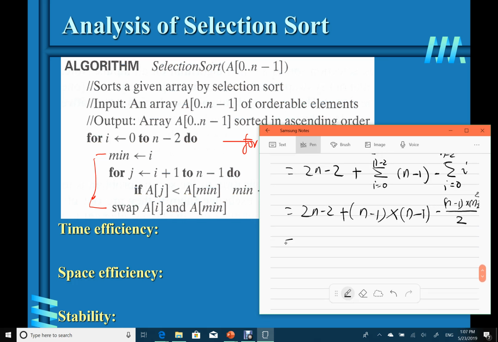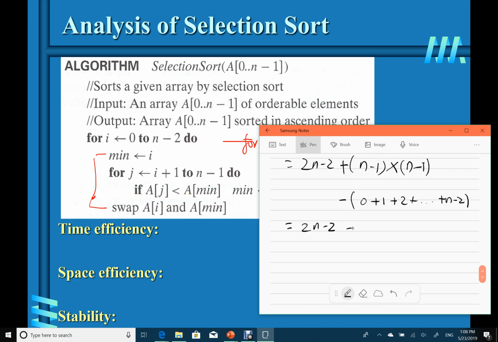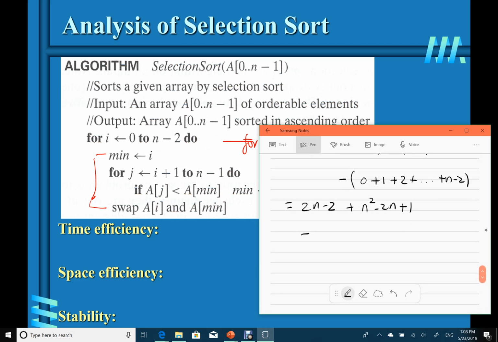Okay, so let's see, we rewrite that, make sure it's clear. Minus, this corresponds to 0 plus 1 plus 2 up to n minus 2, right? So this is equal to 2n minus 2 plus n squared minus 2n plus 1, right? And then minus, this corresponds to a calculation we need to do. So this is n minus 2 times n minus 1 divided by 2.